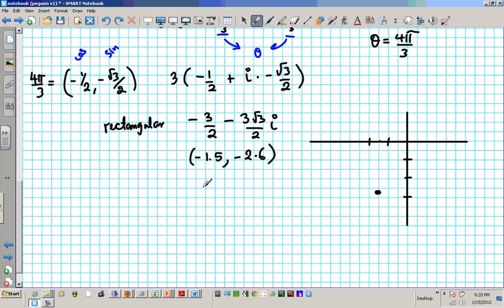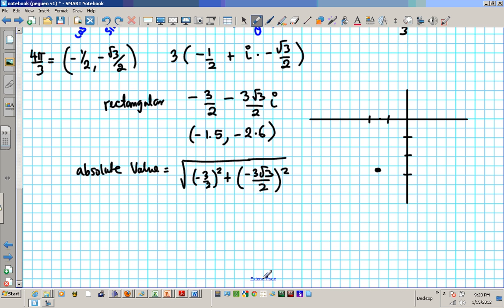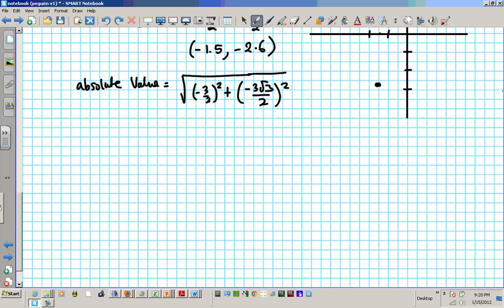All right, how about the absolute value? The absolute value is going to be the square root of negative 3 squared plus negative 3 root 3 over 2 squared. All right, so let's do this. To do this, we're going to square the radicands first. When we square those two, we're going to get 9 over 4 plus, this becomes 9.